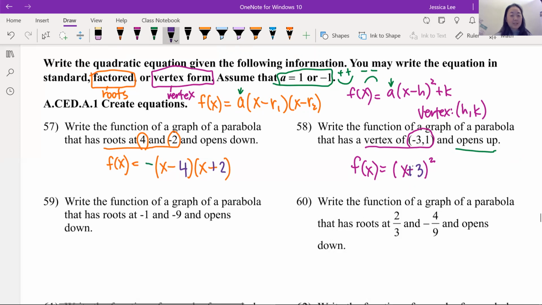Did you see what I did? -3, and then plus 1, because that's a positive. There we go, vertex form, just like that. All right, so let's try the next one, 59.